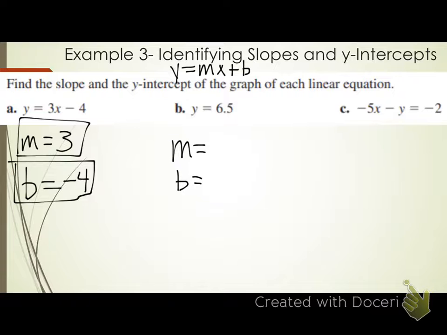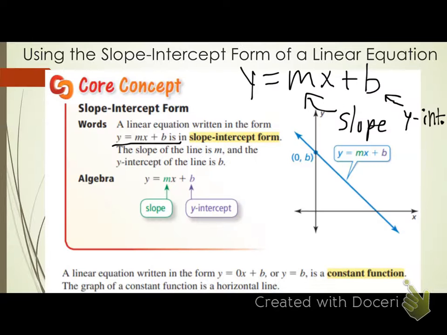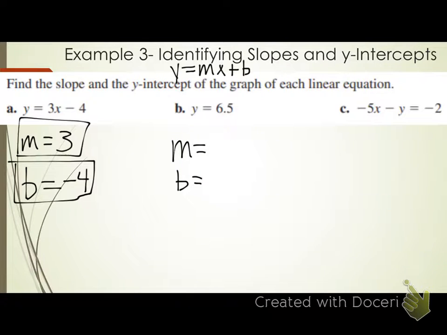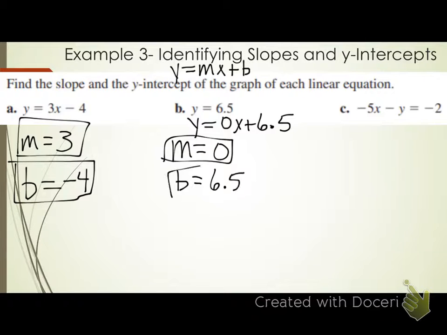Okay. This is in slope-intercept form, because y equals some number. Y equals 0x plus b is just y equals b, right? So I could write this if I wanted to as y equals 0x plus 6.5. Everyone see that? So slope-intercept form, right? What's my slope? 0. What's my y-intercept? 6.5.